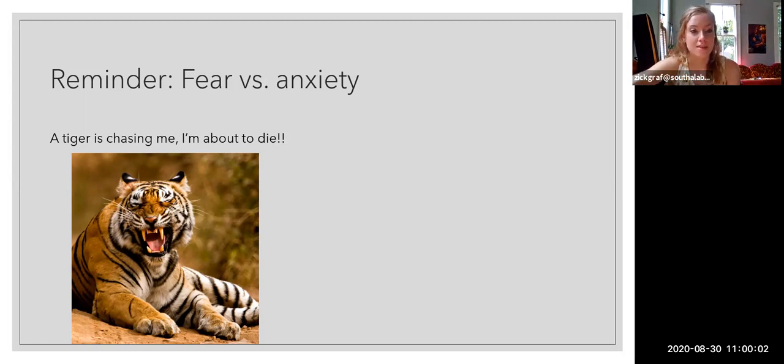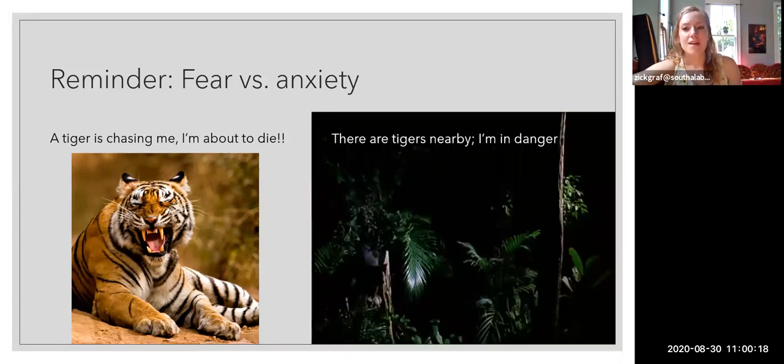So when it's adaptive, we feel fear in response to an immediate threat. In our environment of evolutionary adaptation, this would be like being chased by a predator or being threatened by another person, something that is putting your life in immediate danger. By contrast, anxiety is more of a long-term future-oriented state, but it's still an emotion and it's still physiological. Anxiety is really just your body being ready to go into a fear response at a moment's notice.